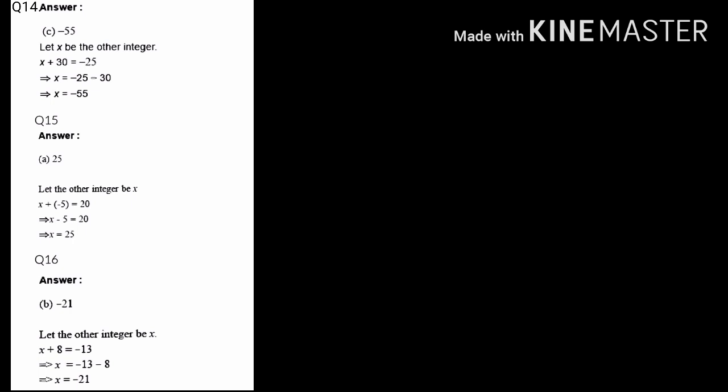Then 16. The sum of two integers is minus 13. One of them is 8. Then the other. So x plus 8 is minus 13. So x is equal to minus 13 minus 8. That is equal to minus 21. Hope you have understood this type of problems.